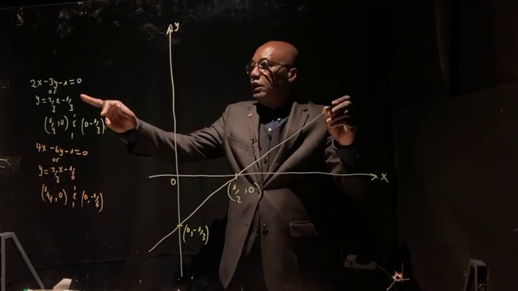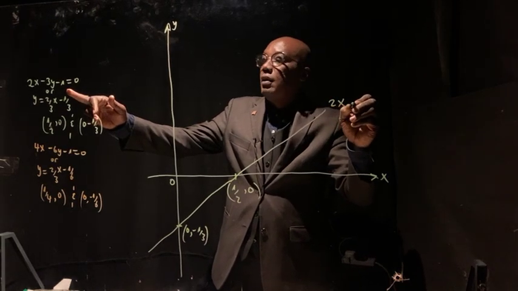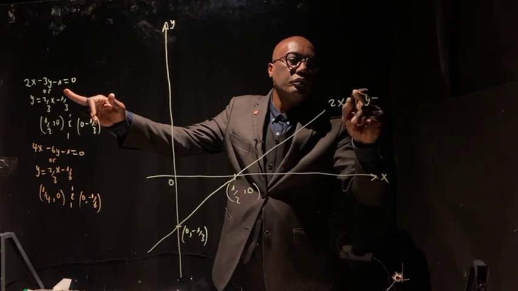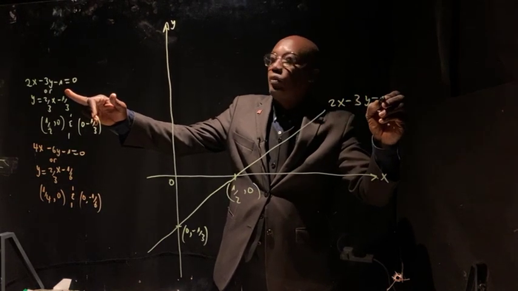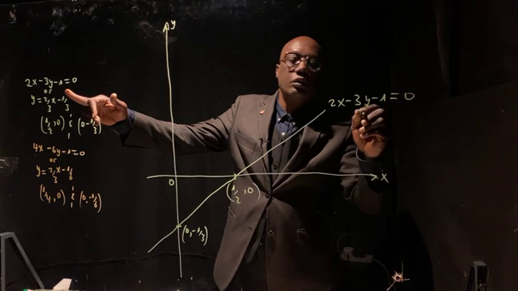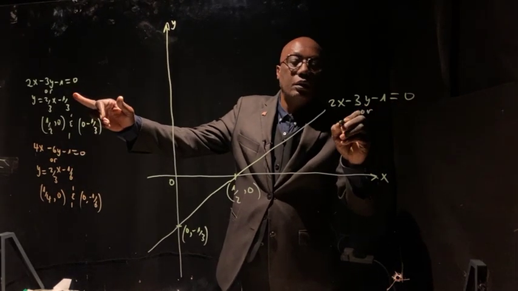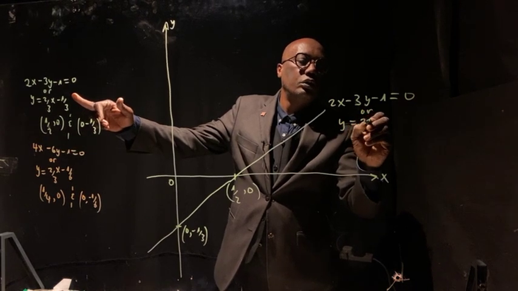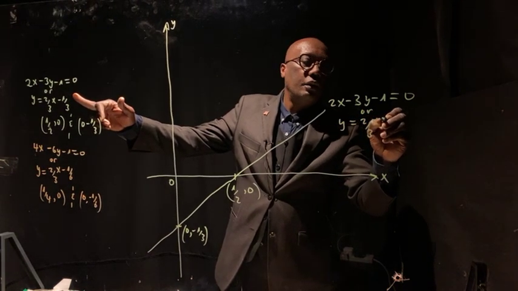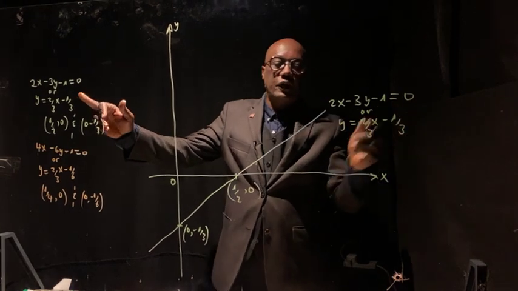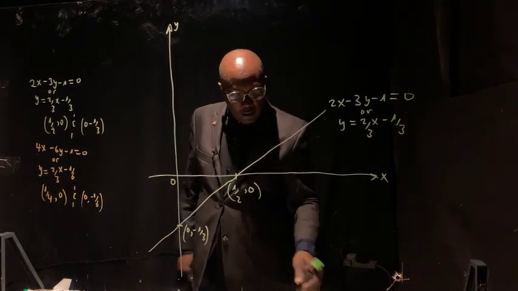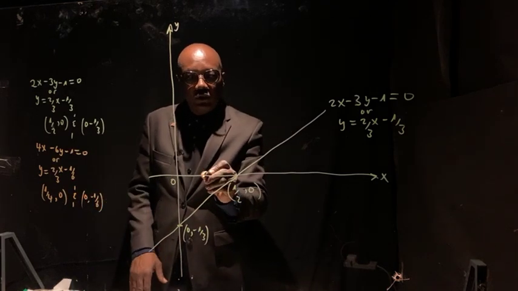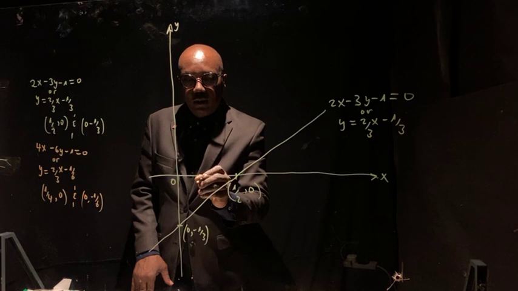And that equation is 2x minus 3y minus 1 equals 0, or we can call it y equal 2 over 3x minus 1/3. They are both the same. And then the second line is 1/4, which should be possibly half of it. 1/4.